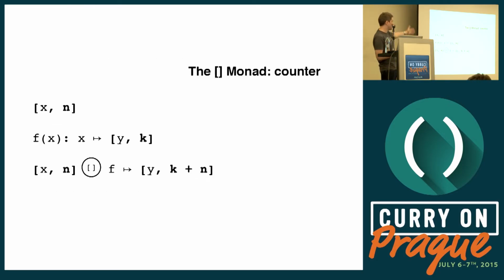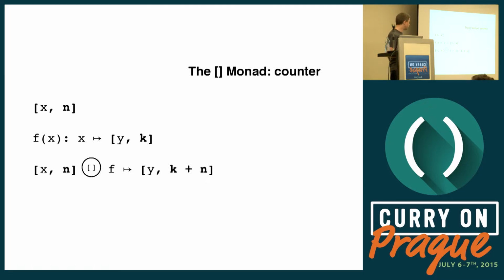So to make it more concrete, let's introduce a simple monad. I call it the square brackets monad. It implements a counter. So our monadic value is going to be the simple value x in the square brackets context, along with an integer. And this is our monadic function. It takes a simple value x, returns a monadic value, y and k. And then this is the interesting part, the composer. And here I denote it as the name of the monad in a circle.